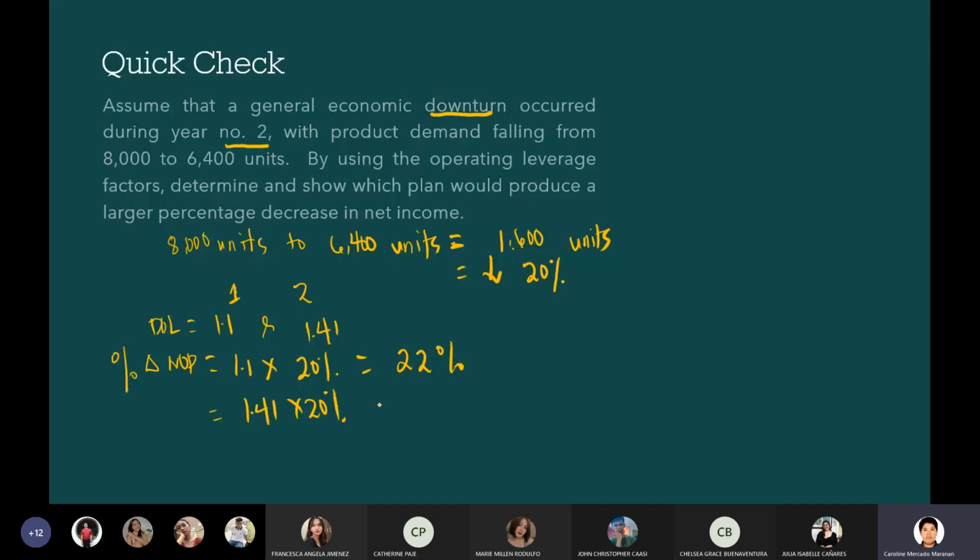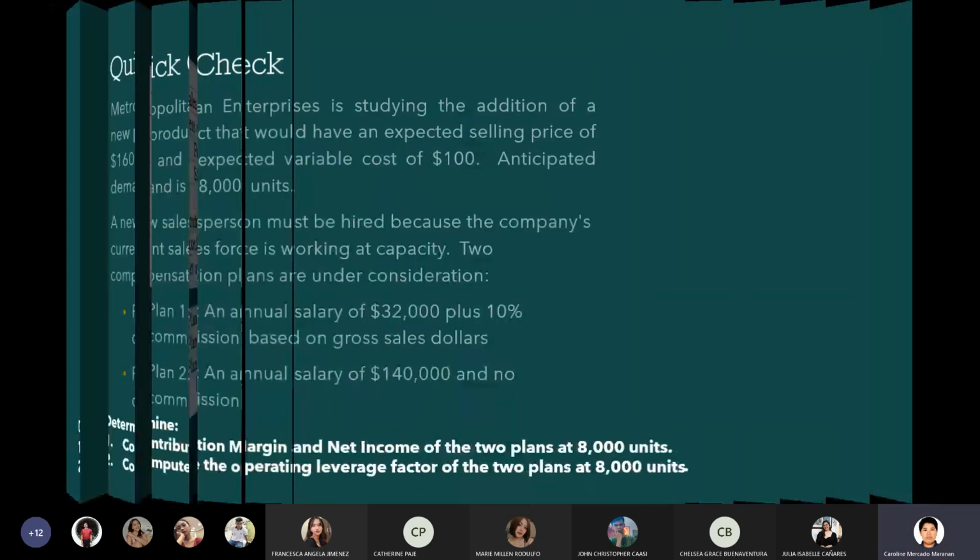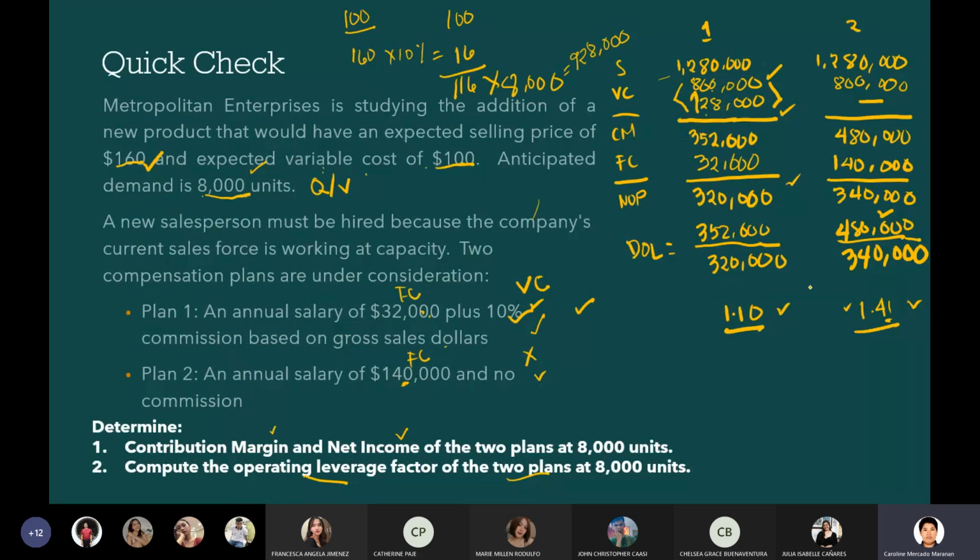So, dito, ang sagot ay 22%. Dito, magkano magiging decrease? Magiging 28.20%. Isipin mo to. Pagpababa ang market, di ba kanina sabi natin, ma'am, ang pipiliin po namin ay yung plan 2. Kasi binibigyan kami ng mataas na profit. Tama naman, 340 versus 320, 340 tayo.